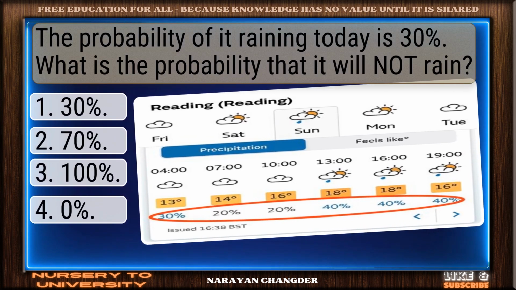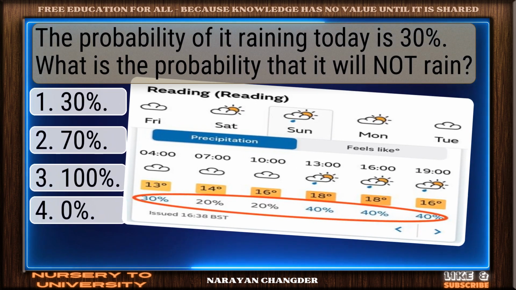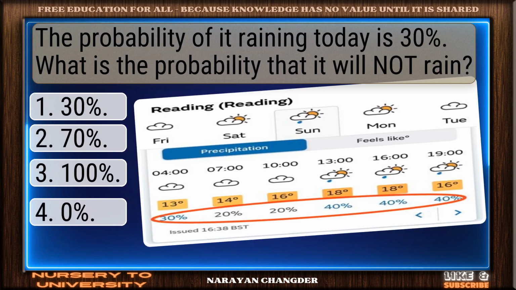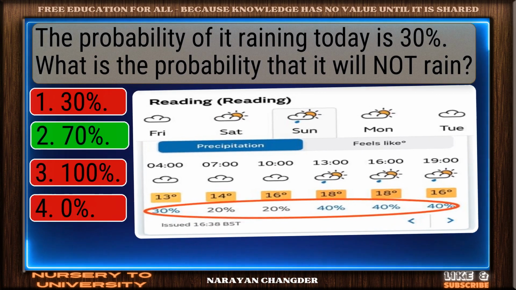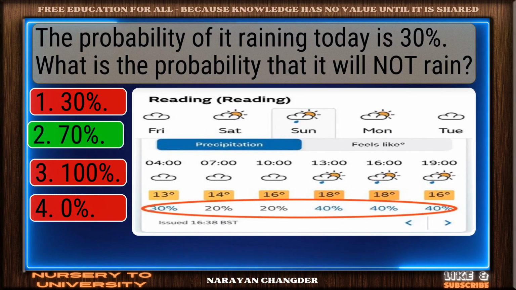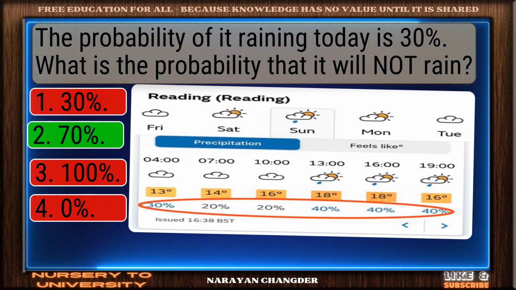Question number 41. The probability of it raining today is 30%. What is the probability that it will not rain? Great job. 70% is the accurate answer.